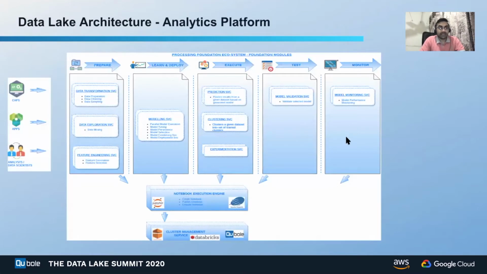This is our data lake architecture from the analytics side of things. To start, it's divided into two core pillars.